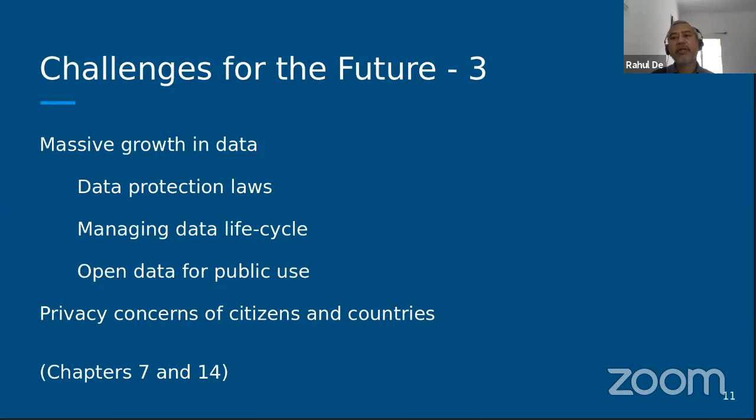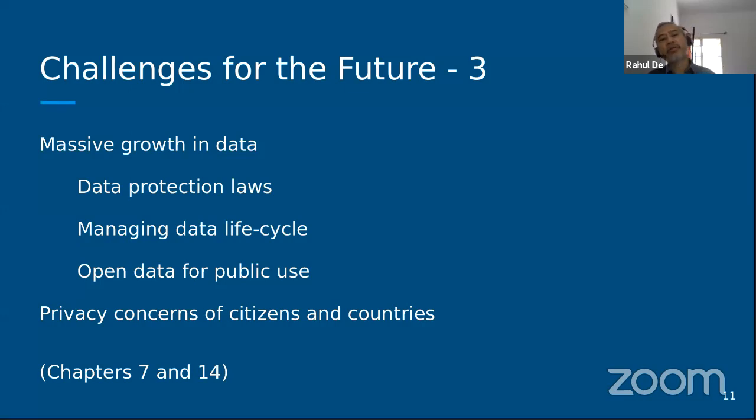There is already a movement happening across the world called the right to be forgotten movement, where people are saying, I don't want my data to be around forever. Please remove it. And that may become a very strong concern.